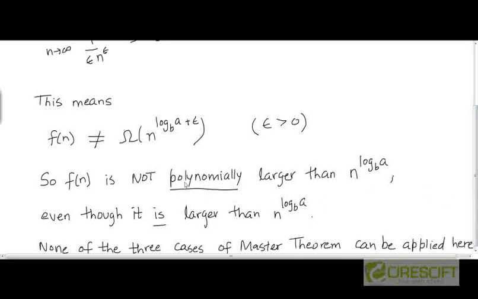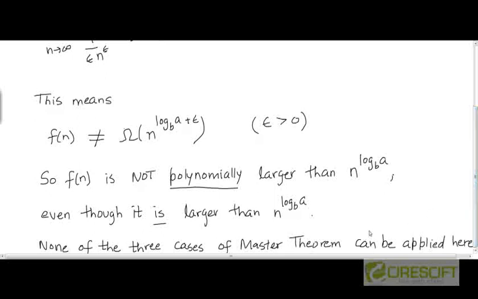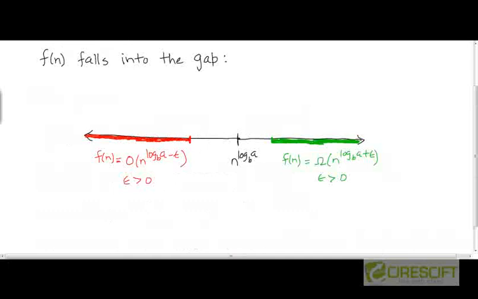This means that we cannot apply case 3 of master theorem. And we've already seen that case 1 and case 2 don't apply. So we cannot apply any of the 3 cases. This means we can't apply master theorem here. f of n falls into this gap on the other side of n to the power log base b of a.